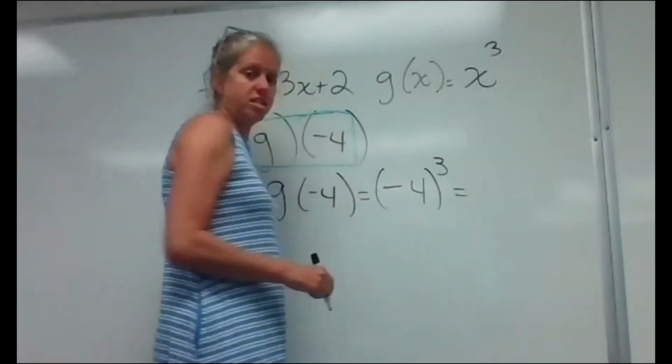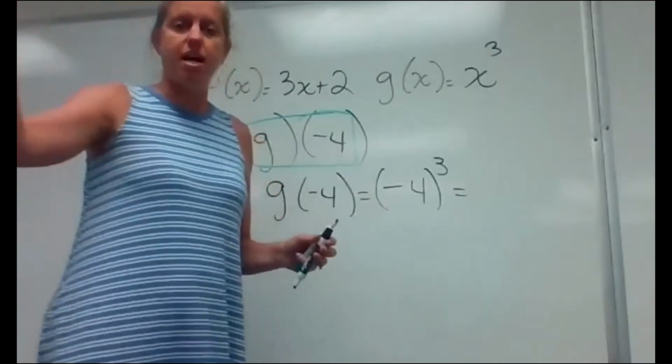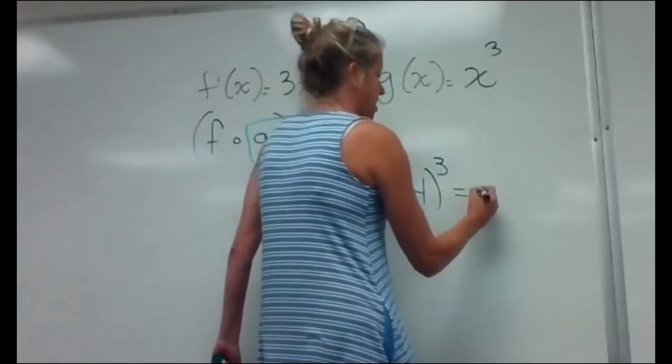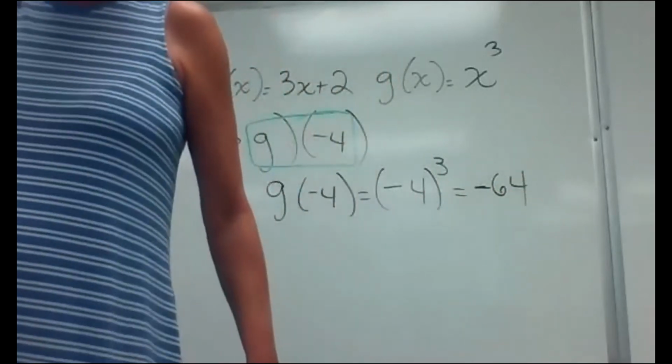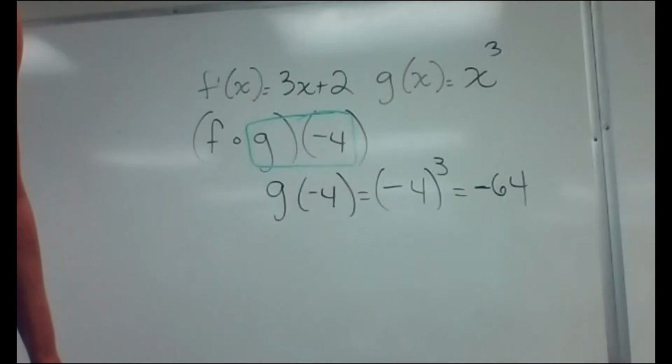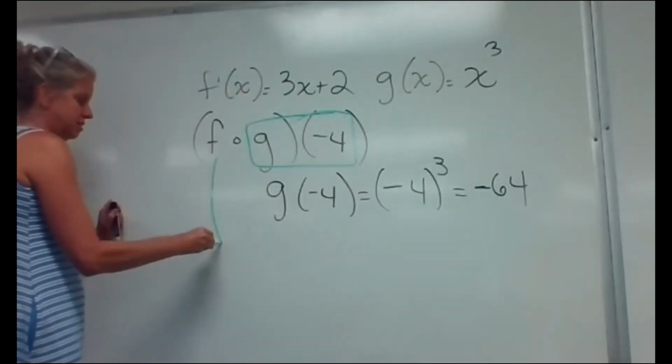That doesn't mean negative 4 times 3. If you want to punch that in, punch it in your calculator. Negative 4 times negative 4 times negative 4 is actually negative 64. Halfway there, because now we drop down the front.